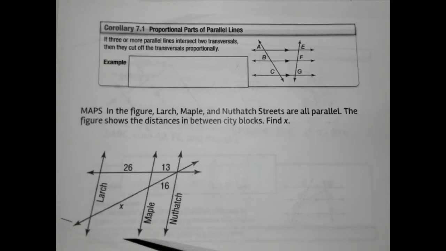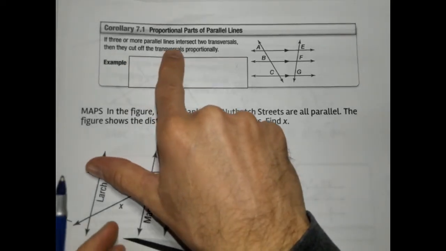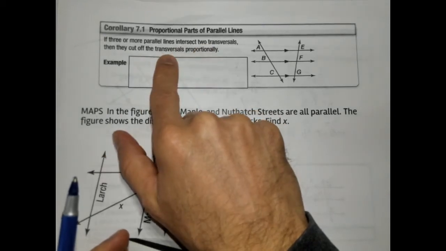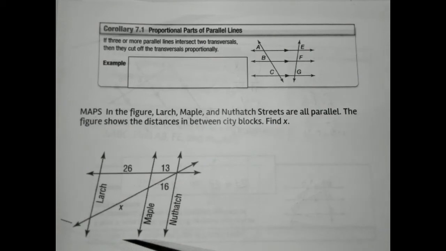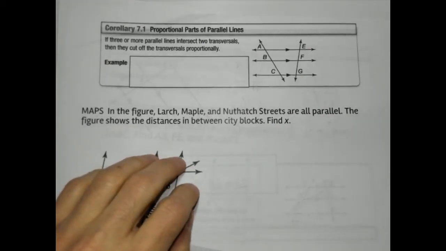Alright, so we've got proportional parts of parallel lines. If three or more parallel lines intersect two transversals, they cut off the transversals proportionally. This is another good one. So here's a good example of this. It's creating a bunch of proportional relationships here.